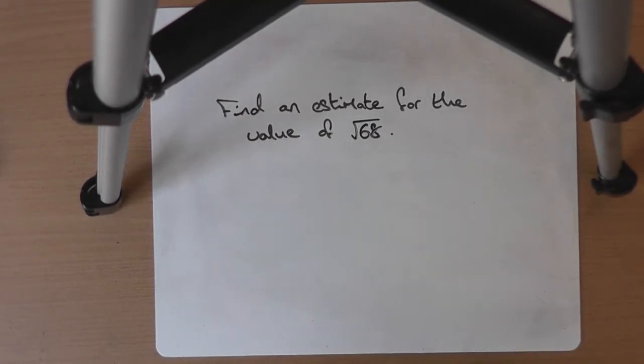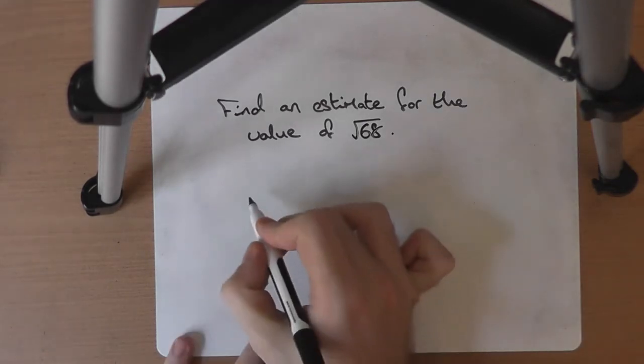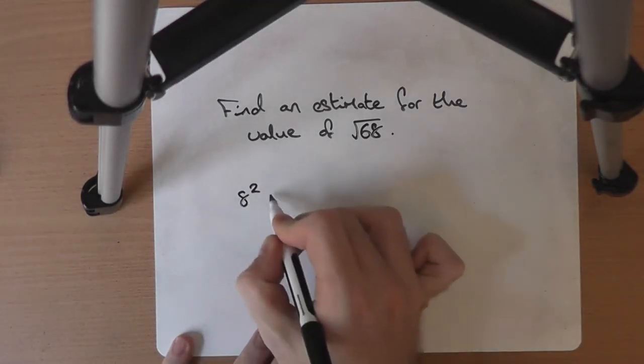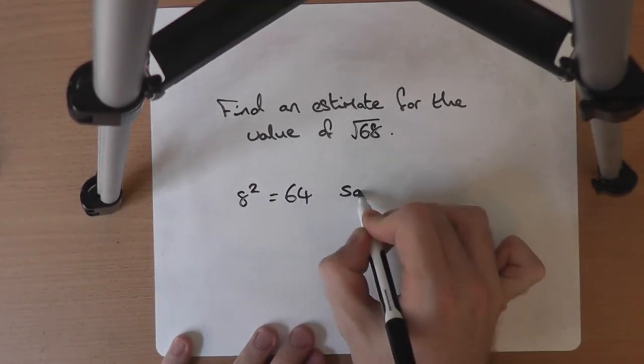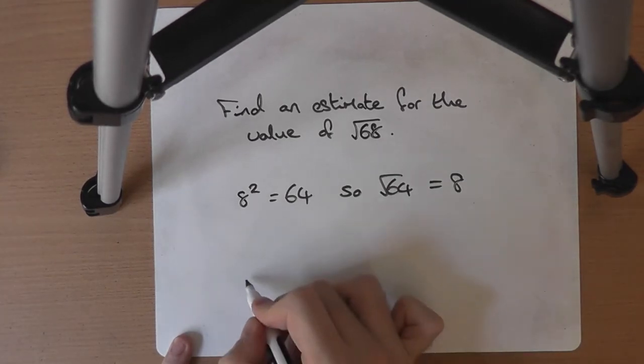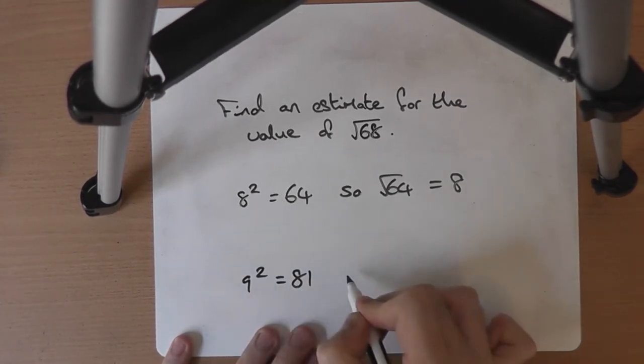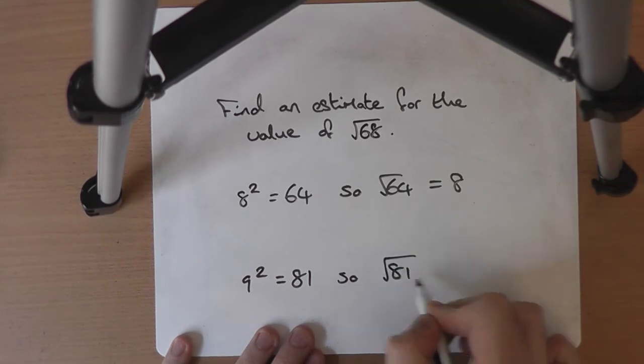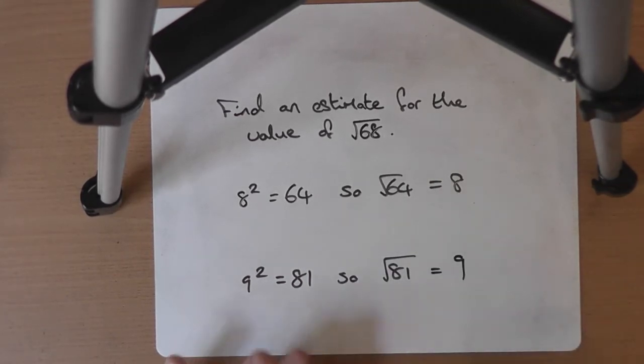Find an estimate for the value of the square root of 68. We'll do another one of these because there's an important point to make about these kind of estimate answers that we're making. We're going to do the same thing again. We're going to choose a square number that's either side. Find out what values the answer must be sandwiched between. So the first thing we know that 8 squared is 64, so the square root of 64 must be 8. And we know that 9 squared is 81, so the square root of 81 must be 9.